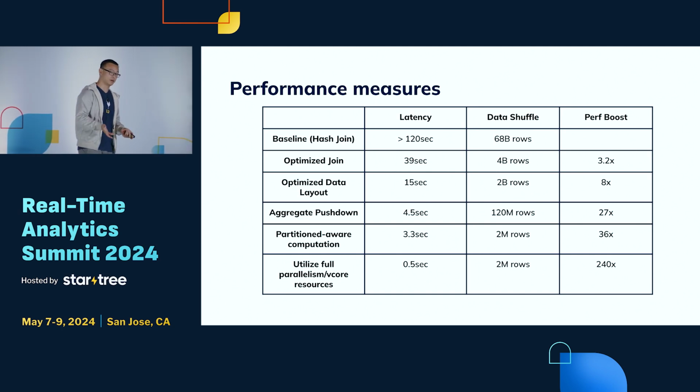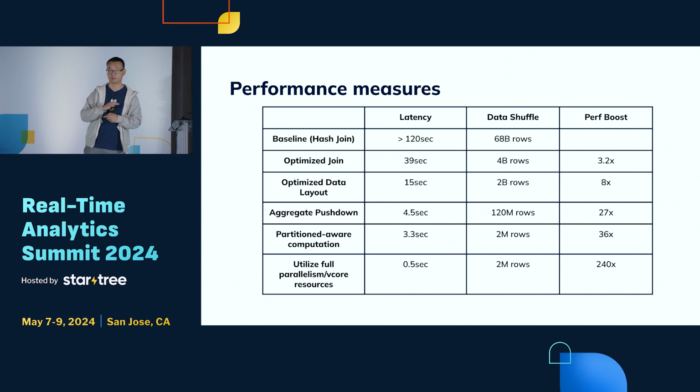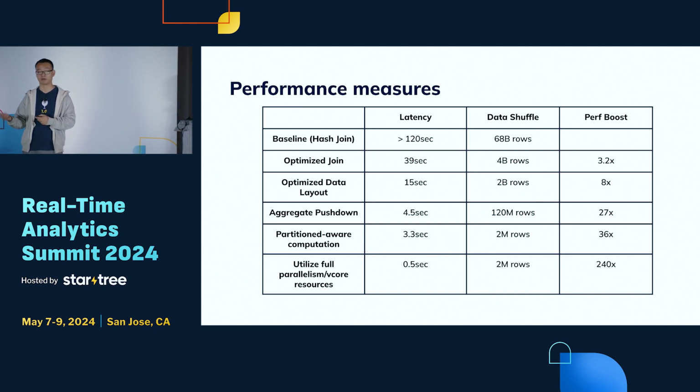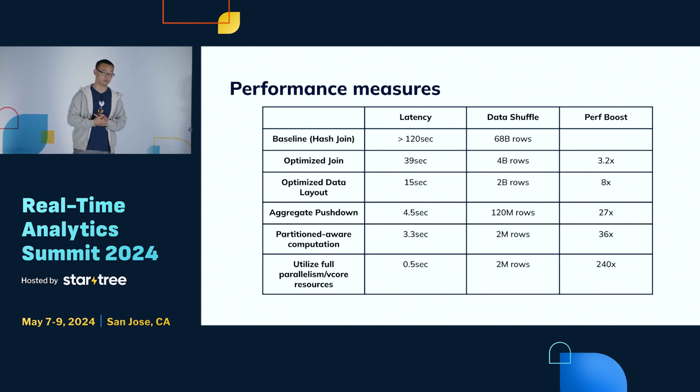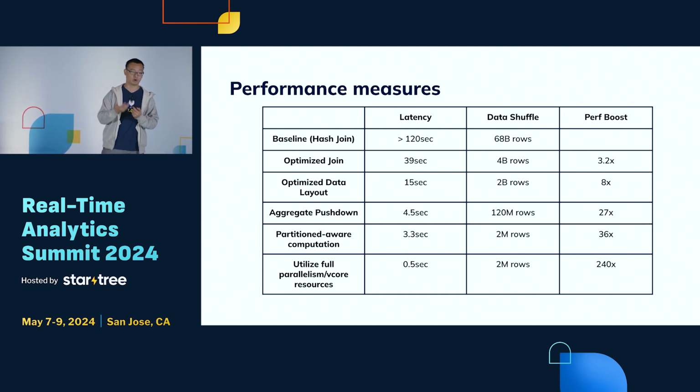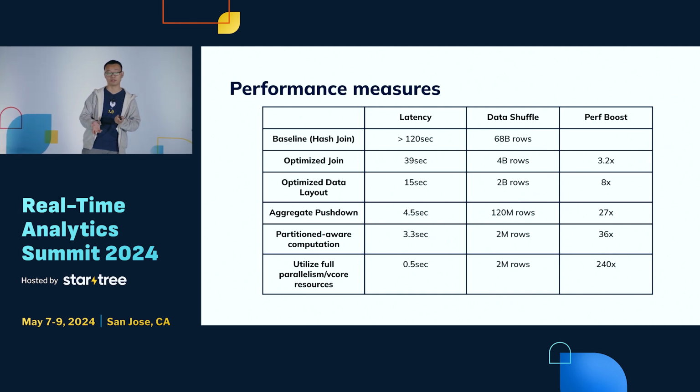So we have some baseline hash join results. You're basically not optimizing anything. Afterwards, we can optimize the join by leveraging some of the characteristics of the data. We also optimize the layout of the data by pre-partitioning the data itself. We push down the aggregates beyond the join so that you can leverage the StarTree index. We also make sure that partition-aware computation is there so you can co-locate the servers, et cetera, et cetera. So we have a lot of these optimizations that can bring a simple hash join down to, we would say, 200 to 300 times faster than its original speed.